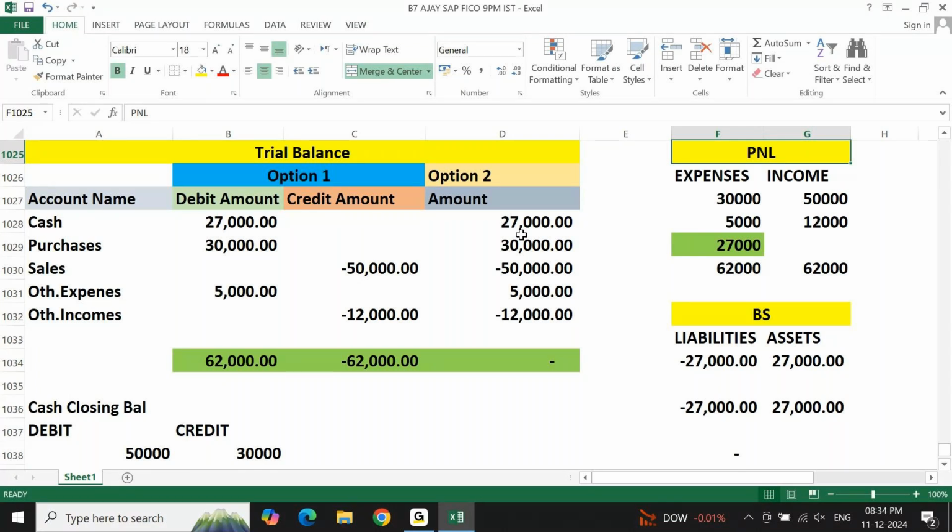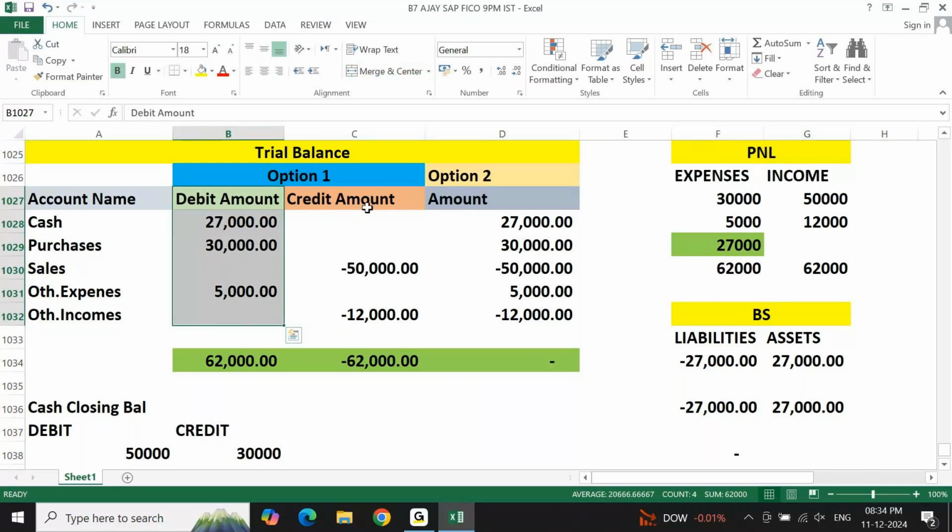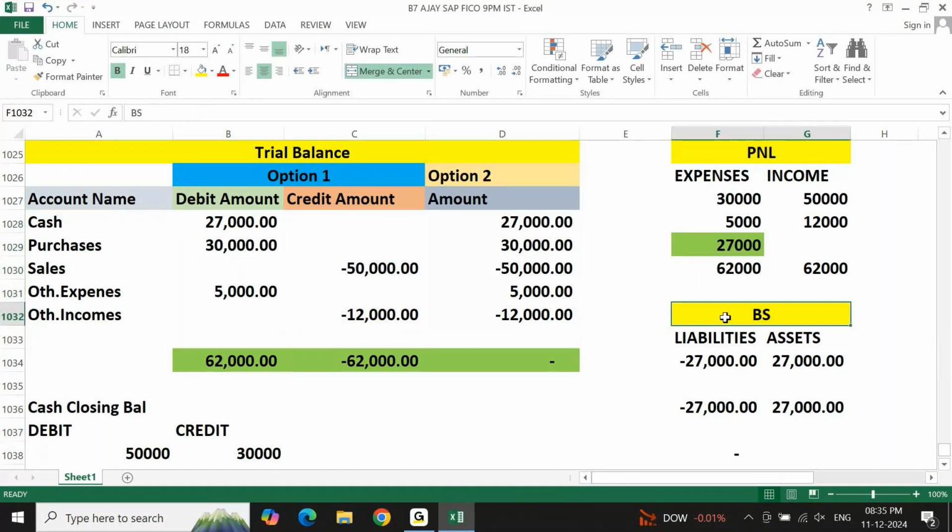Practically, when we do SAP accounting, if I give you the same transaction, this is the same number you need to bring from SAP FICO also. Am I correct? You do whatever configuration you want, I don't care. But all I want you to show me is, go to trial balance in SAP: trial balance debit is 62,000, trial balance credit is 62,000. Show me P&L in SAP, 27,000 profit. Show me balance sheet in SAP, 27,000 asset, 27,000 liability.